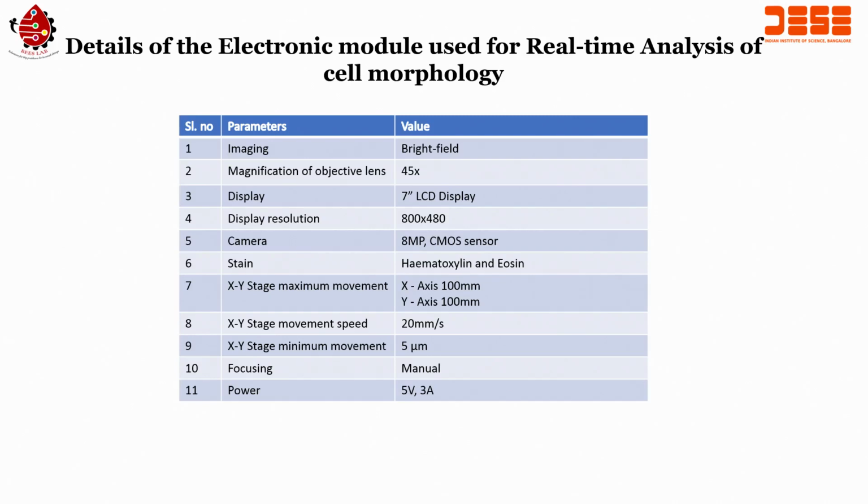The imaging parameter is bright field, magnification 45x, the display is a 7-inch LCD display, resolution 800 by 480. Then we have a camera which is an 8 megapixel CMOS sensor, we have HNE staining, an XY stage of 100 millimeter by 100 millimeter, and the XY stage movement speed is 20 millimeter per second. The XY stage minimum movement is 5 micrometer, which is really important.